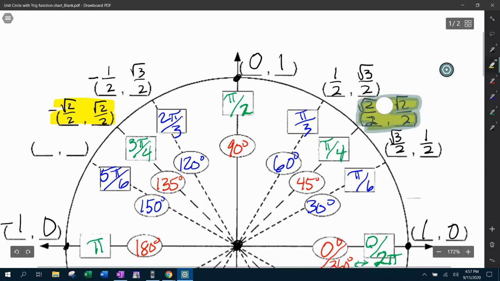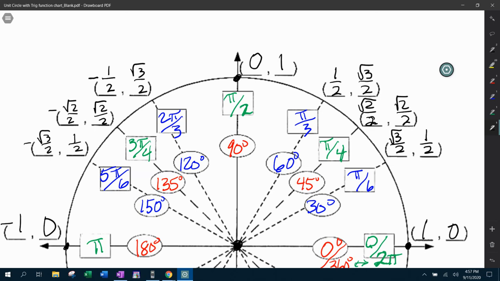And then if I can erase that. Okay. Still learning with my tool. And last but not least, we're going to have negative square root of 3 over 2, 1/2, mapping the first ordered pair over.